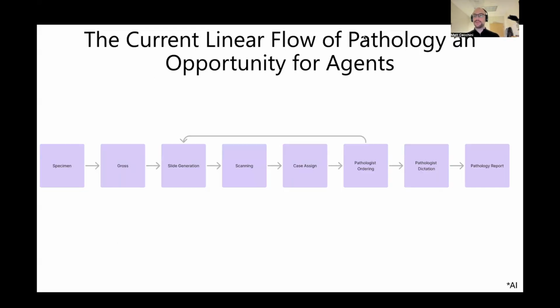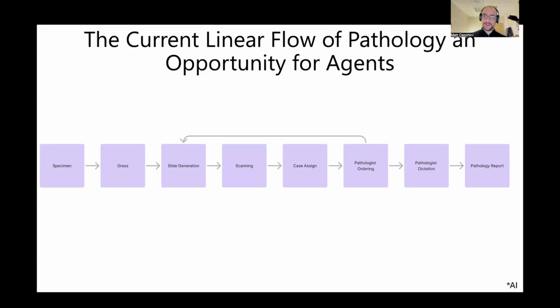So let's think about a pathology workflow. It's a very linear pathway where we go from specimens, we gross them, we make some slides, we might scan them. Pathologists might order some things. Pathologists will dictate a report, and then that report goes out to clinicians. So our input is specimens, our output is pathology reports.